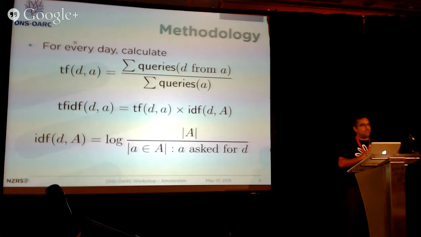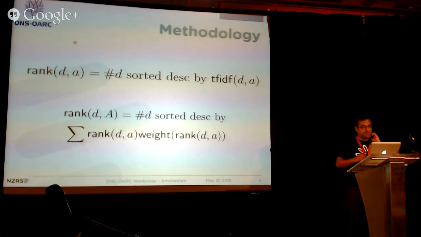We calculate the term frequency for a given query name and from a given address as the count of queries we got for that query name divided by the number of queries sent by that address in a period of time. The period of time in this case is a day. We calculate the IDF as the log of the total number of addresses divided by the total number of addresses that sent a query for that given name. And then we have the TF-IDF, which is the product of those two.